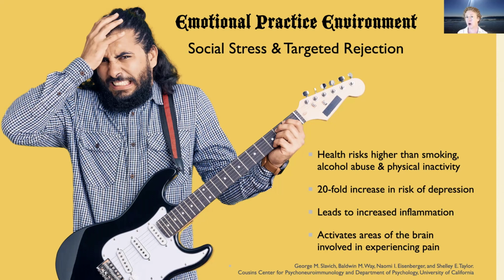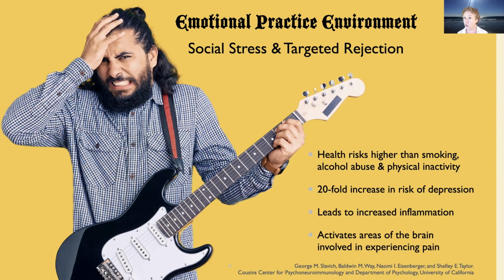So adolescents who are exposed to that carry health risks for adult life that are greater than those for smoking, for alcohol abuse, and for physical inactivity. That should be a wake-up call to all of us, right? Where's the warning labels for this? You have a packet of cigarettes, it says this can kill you. Yet we know that social stress and targeted rejection carry higher risks than that for adolescents, and this is talking about their health outcomes in later life.